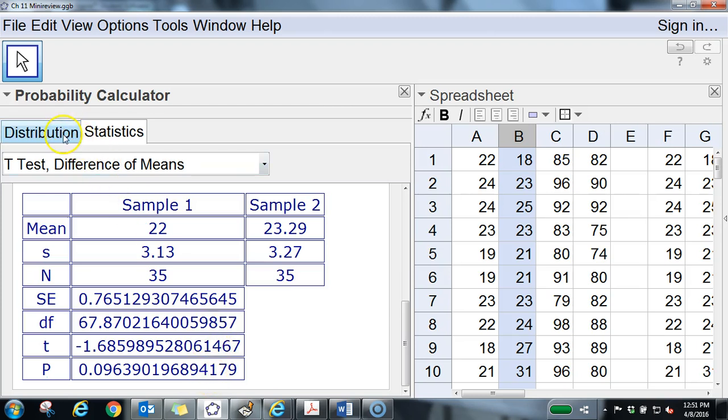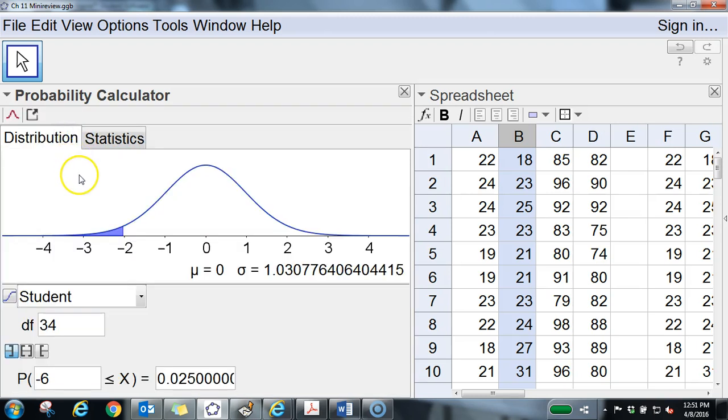Now, if we want to do classical, we need to have our cutoff. Our alpha was 0.05, and it was two-tailed, so we have to divide it by 2. Degrees of freedom, we use 34. We use the smaller of the two. And we cut our alpha in half, so negative 2.03 over here, and because it's symmetrical, 2.03 over here.